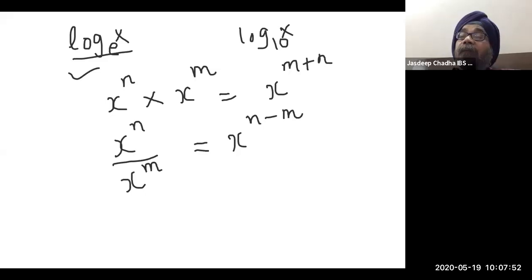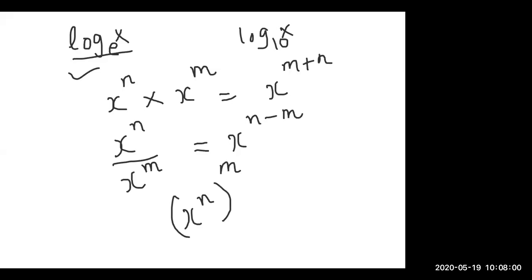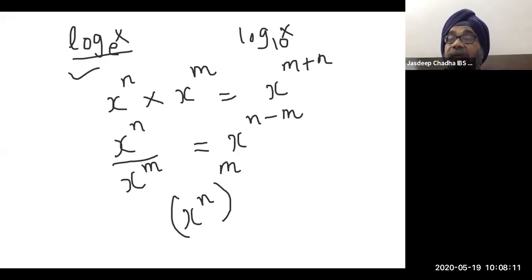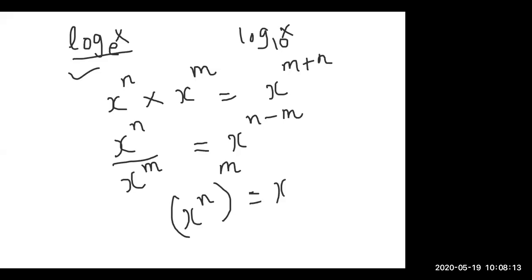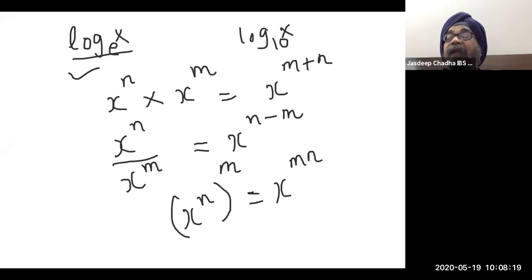Let's do one more formula. If it is x to the power m, and the whole thing is raised to the power n, what will be the result? x to the power m into n. Yes, the powers are multiplied. In such a situation, my net result will be x to the power mn.